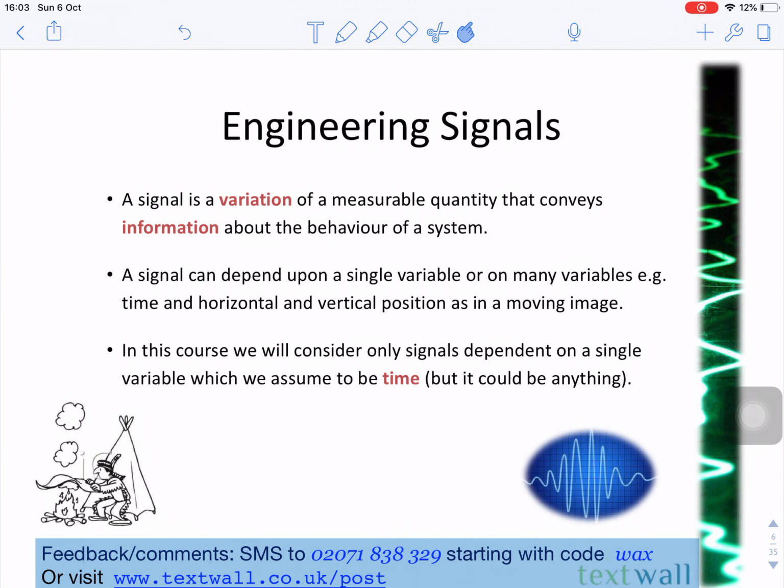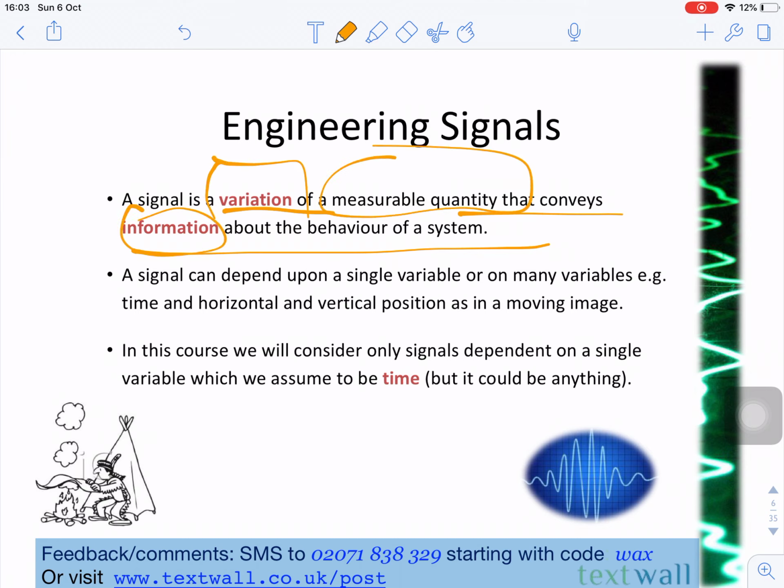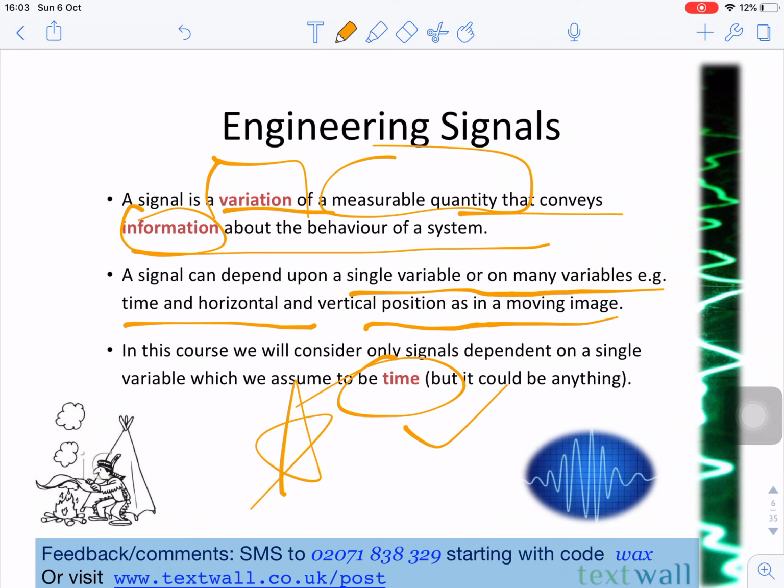An engineering signal is a variation of a measurable quantity that conveys information about the behavior of a system. A signal can depend on many variables, for example time, and the horizontal and vertical position in a moving image. This lecture will only talk about signals related to time. So the signal here is just f(t), only time.